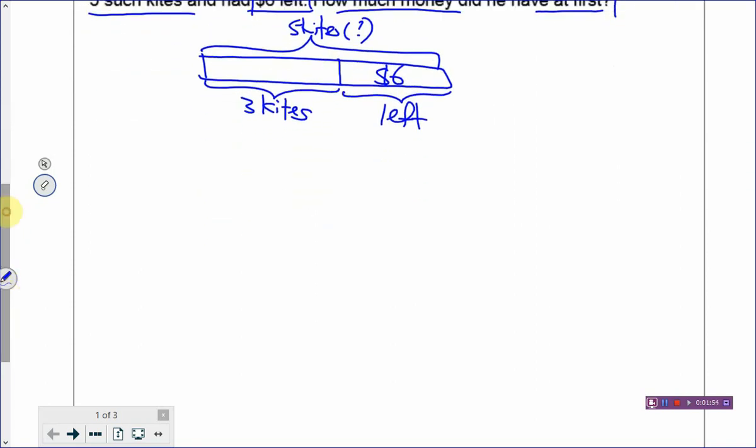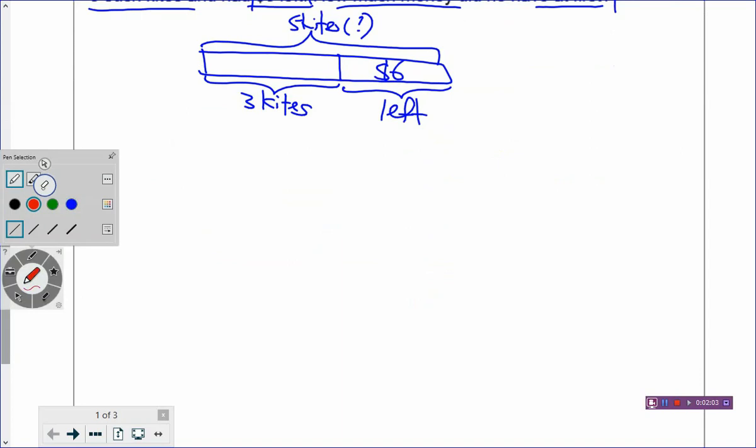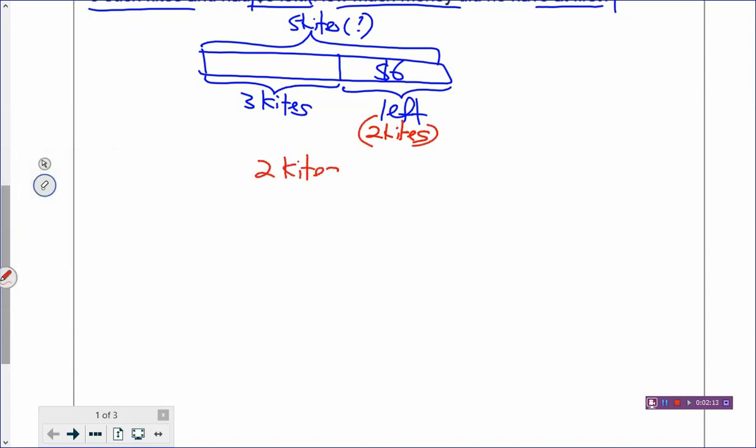If you look carefully, how many kites can be bought with $6? You have 5 kites, which is the whole rectangle, and you minus 3 kites. You can buy 2 kites with the leftover money. And isn't your 2 kites $6? So $6 is used to buy 2 kites. Then 1 kite must have cost $3, 6 divided by 2.